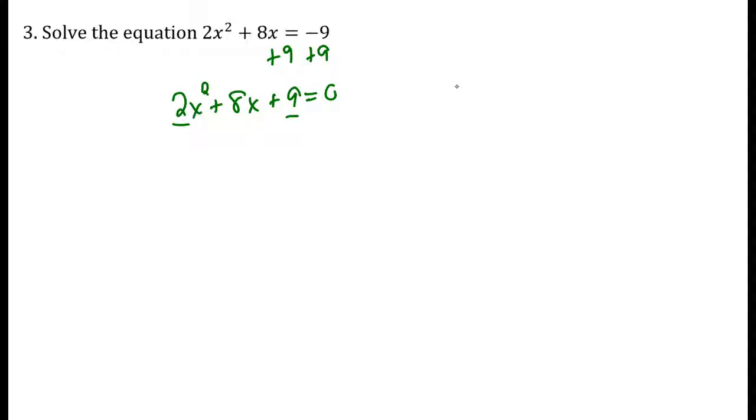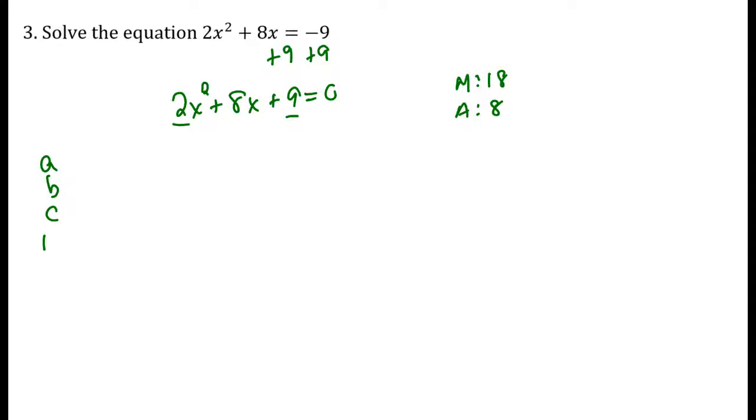What multiplies to a times c? What multiplies to 18 that adds to 8? Do those numbers exist? 1 and 18? No. 2 and 9? No. 3 and 6? No. So it doesn't appear that there are any integers that'll help me factor this, so I'm going to use the quadratic formula.